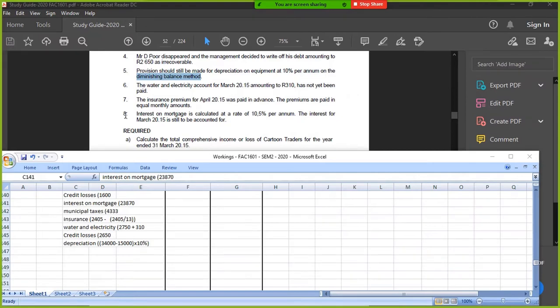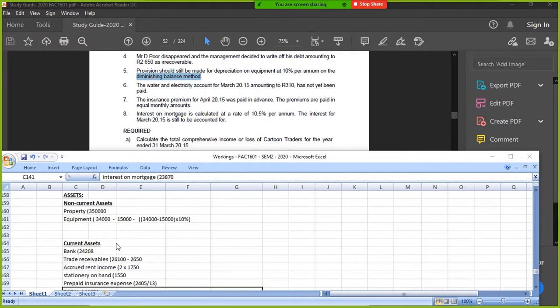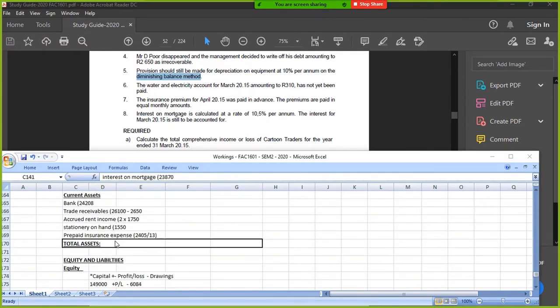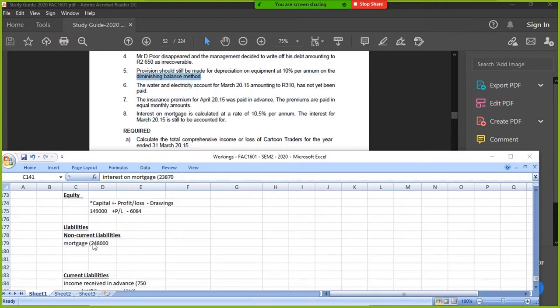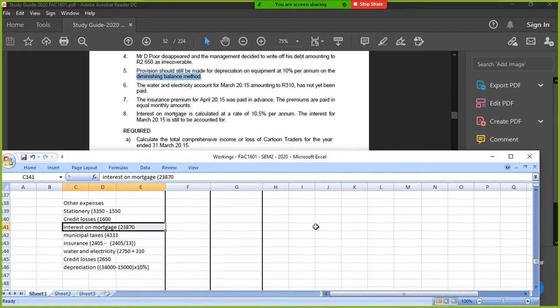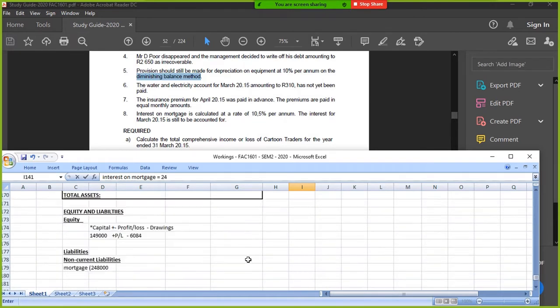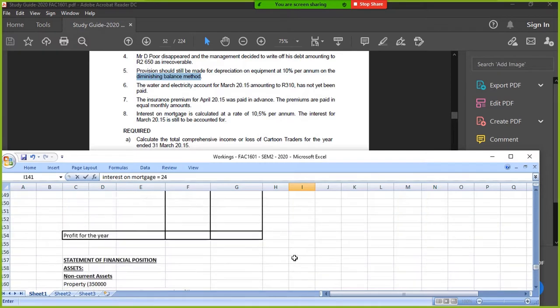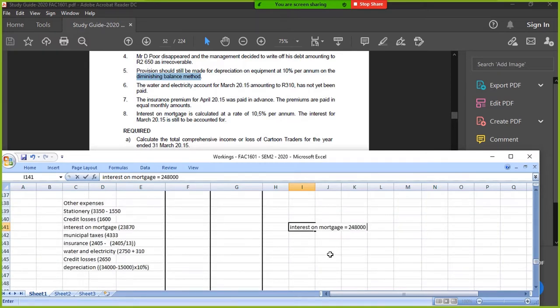So this is what you would have done for number 8. Interest is 10.5% per annum. I need to know what the mortgage is. Where is it? Here, liabilities. There's the mortgage, 248,000. Do you see it there? So when working out the interest, on this line, interest on mortgage equals 248. Let me just double check. Mortgage, 248. Multiply that by 10.5%.